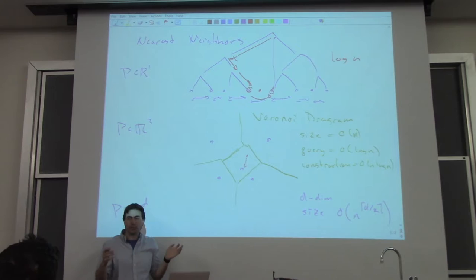Okay, so this gives me the exact nearest neighbor, but it might take a long time if I'm going up and down these trees. There are some formal bounds you can prove on how many times up and down, but it grows with the dimension, and it gets closer to being linear in higher dimensions.